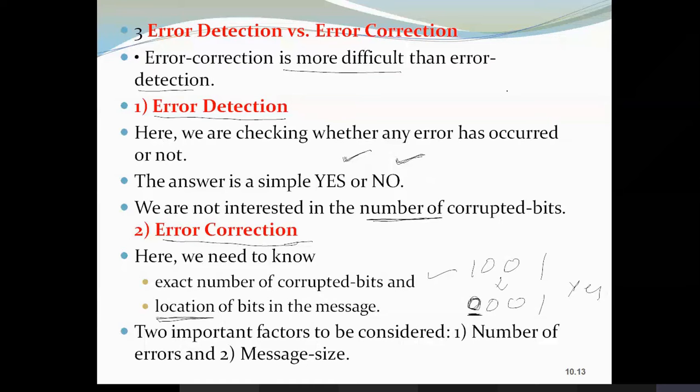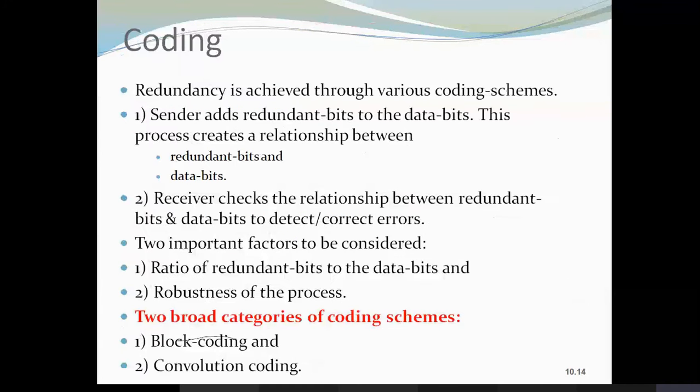So next we started with coding. Coding is one of the techniques used for error detection and correction. Your sender adds redundant bits in the coding scheme. So redundancy is achieved through various coding schemes.